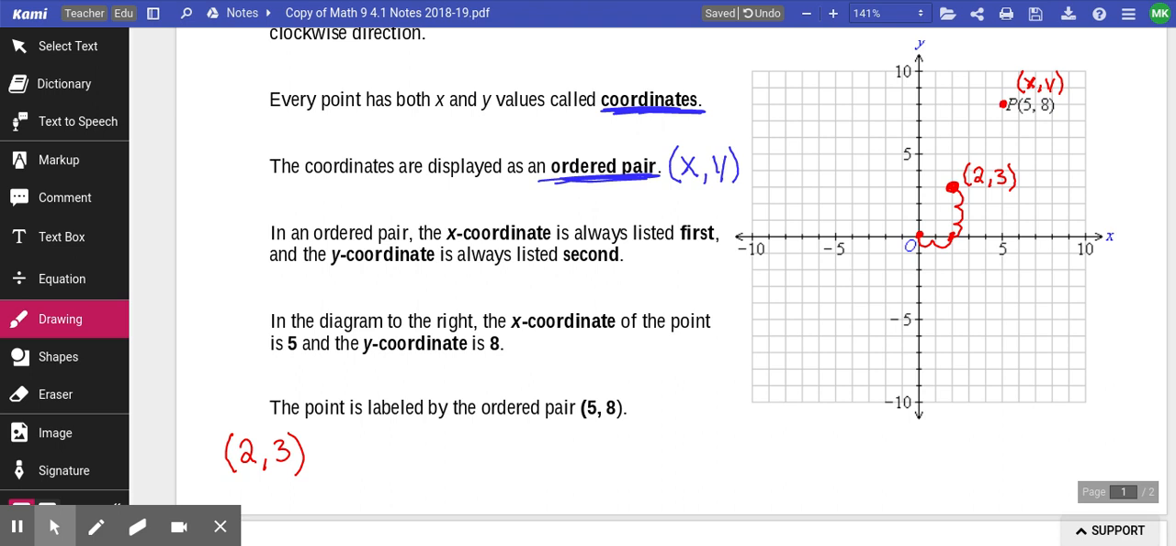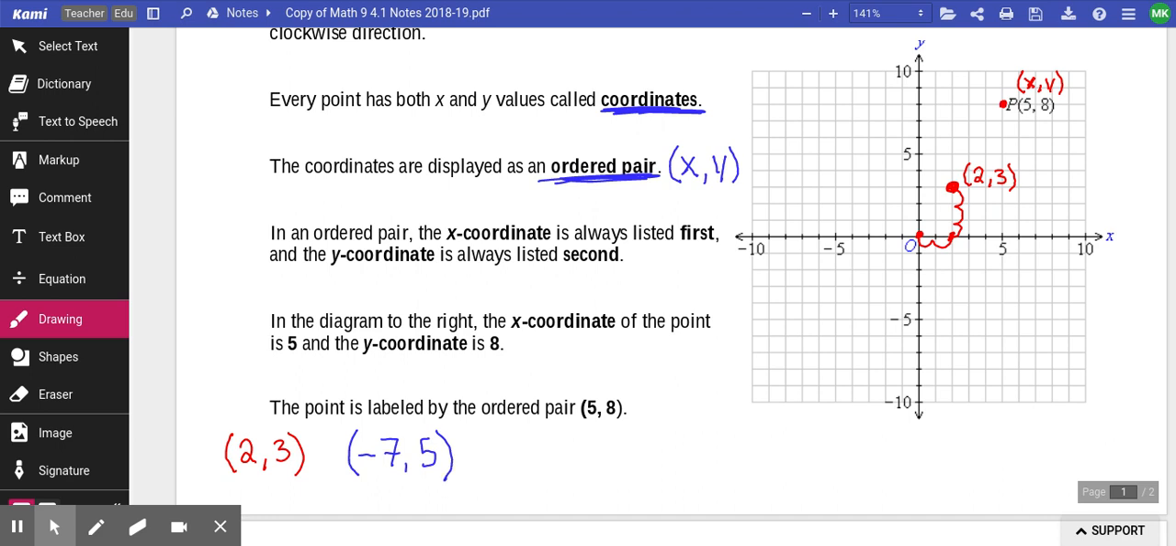Always start at the origin. I do x first, so I go left or right, and then I do y second, up or down. Let's try another one. So let's try -7, 5.